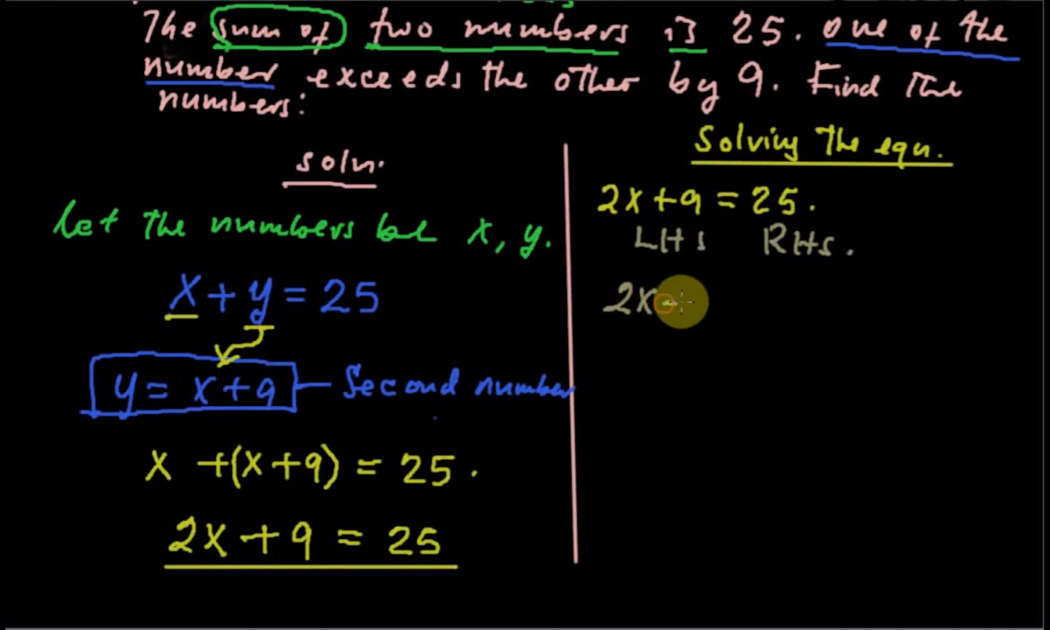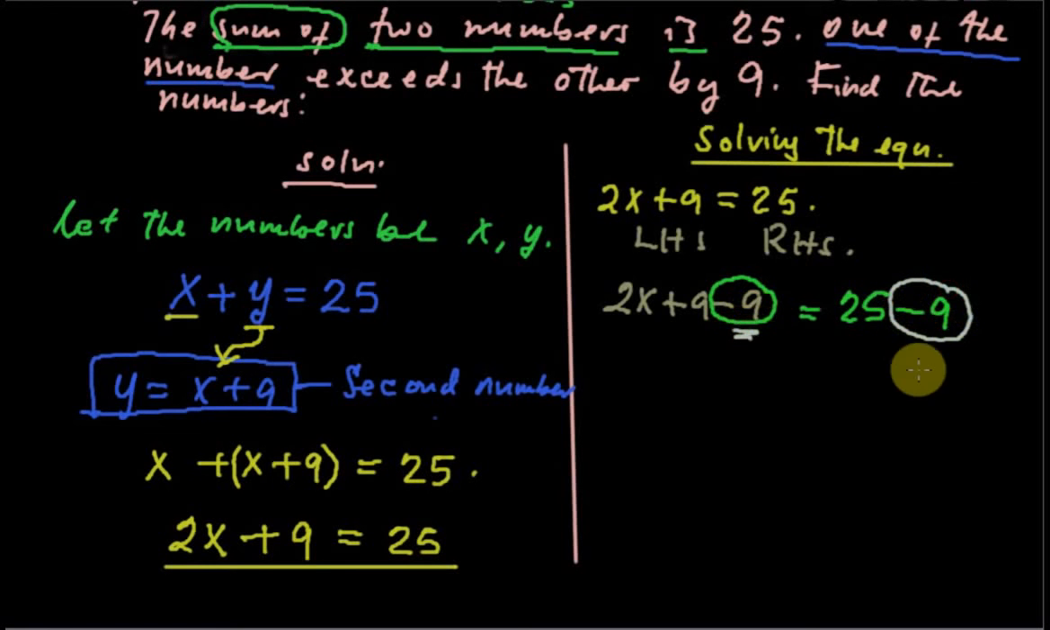So it is 2x plus 9 minus 9. We did minus 9 here. If I show you in green, we took away 9. This is equal to 25, and then you take away 9. What you did in the left hand side, you also do to the right hand side. So this is what we did here, and we do it here. Now plus 9 minus 9 will cancel. We have 2x being equal to 25 minus 9.